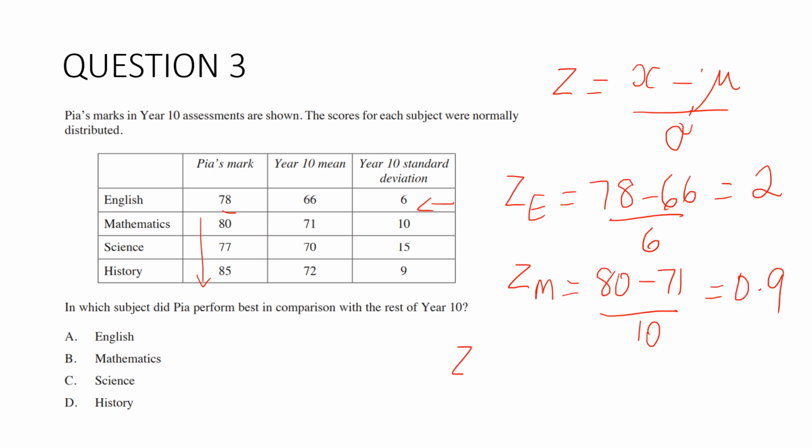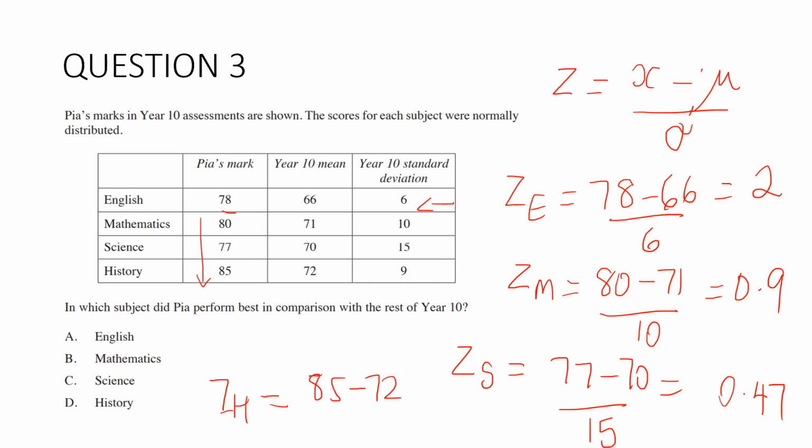For science, we have 77 take 70 divided by 15. That one's not going to win, is it? Work it out anyway. That's because of the large standard deviation there. 0.47. And then finally, history, Z is equal to 85 take 72 divided by 9, which is 1.4. None of those have a Z-score as large as English, and so English is our answer.